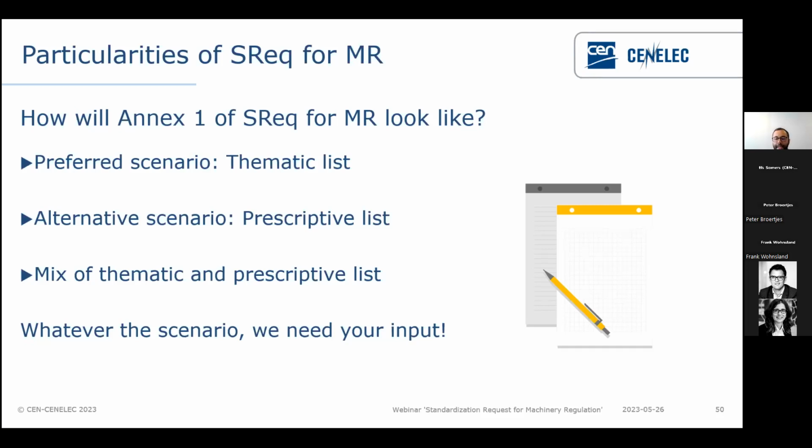And basically, what is a thematic list? What is the idea behind it?